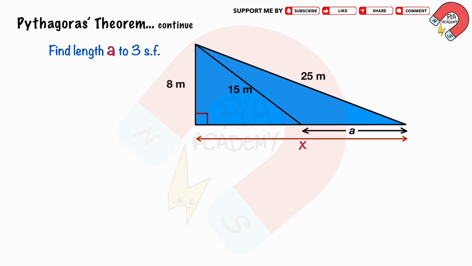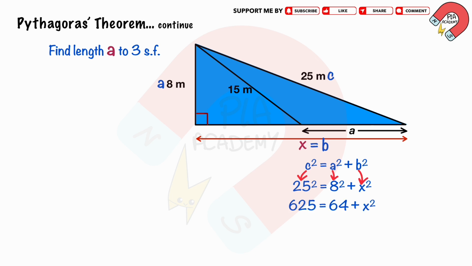The longest side, c, is 25 meters, and the other two sides are 8 meters and x. Apply Pythagoras' theorem. c squared equals a squared plus b squared. Substitute the values 25 meters for c, 8 meters for a, and x for b. Form the equation 625 equals 64 plus x squared. Subtract 64 from both sides, so x squared equals 561. Take the square root of both sides, so x equals square root 561.